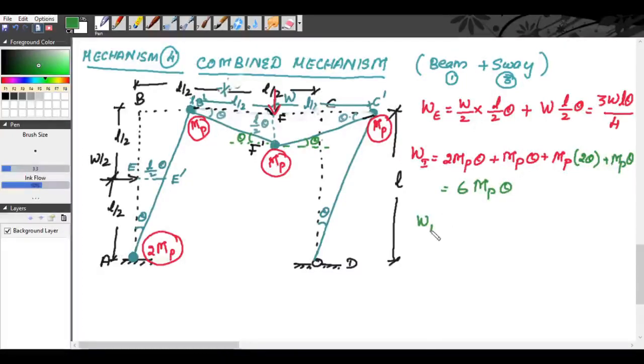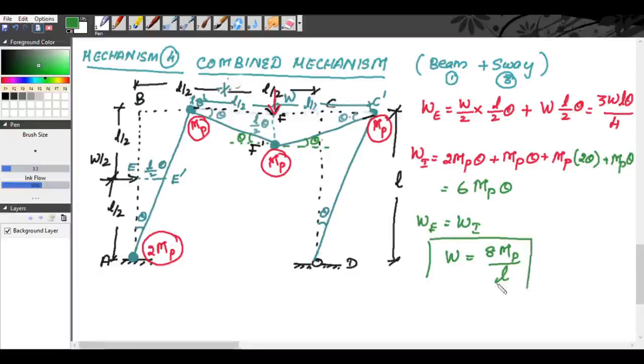Now we will equate external work done equal to internal work done. We get our load as, our collapse load as per the fourth mechanism, that is the combined mechanism, will be equal to 8 mp by L.